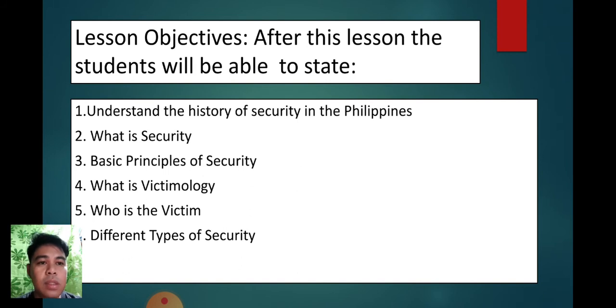After the lesson, students will be able to understand the history of security in the Philippines, not only in the Philippines but also the beginning of security. What is security? Number 3, basic principle of security. And number 4, what is victimology? Who is the victim? Number 6 is the different types of security.